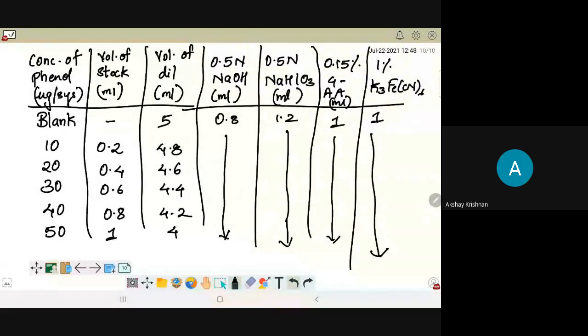Sir, yes sir, why are we adding two components like NaOH and NaHCO3? We could even add a higher concentration of NaOH maybe.